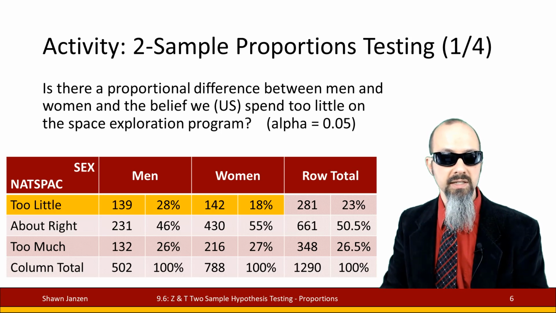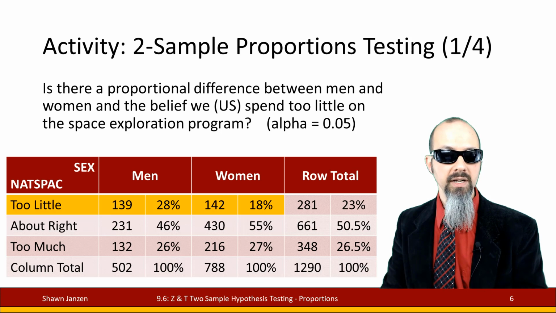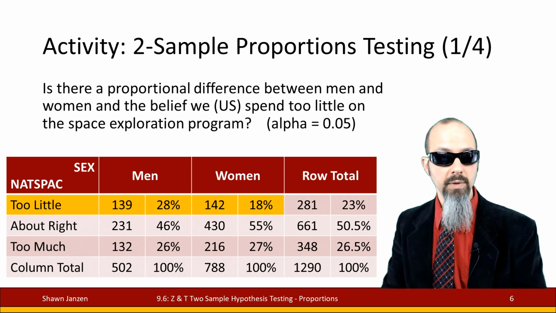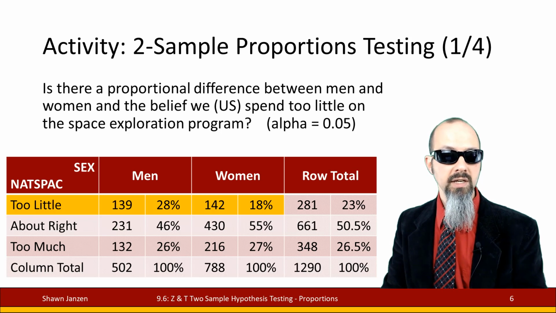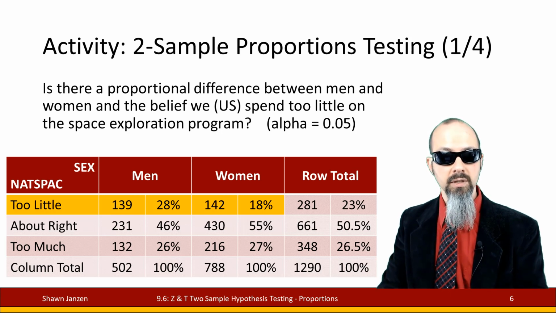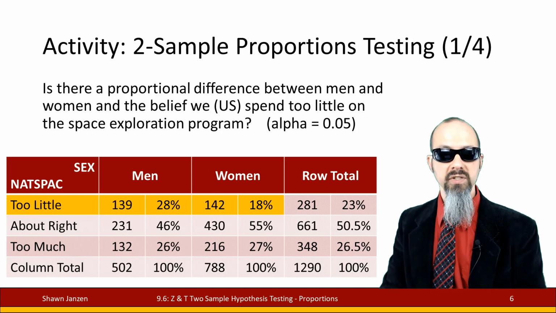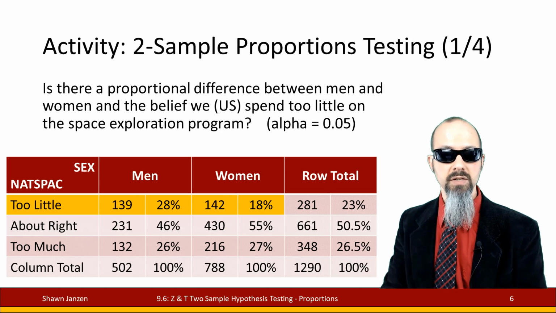I'm using the General Social Survey 2016 data, and I've made a bivariate table here with our two variables of interest: sex, which indicates men and women, and NatSpec, which indicates if we are spending too little, about right, or too much on our space exploration programs. I have this set for column sorting, column addition. That way we can see what percentage of all men believe that we spend too little compared to what percentage of all women believe we spend too little, and we can compare across.